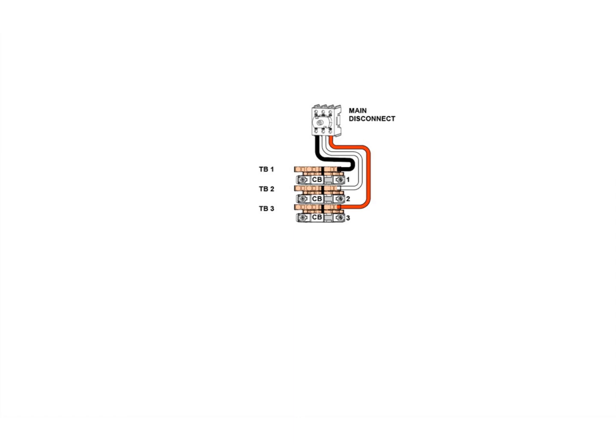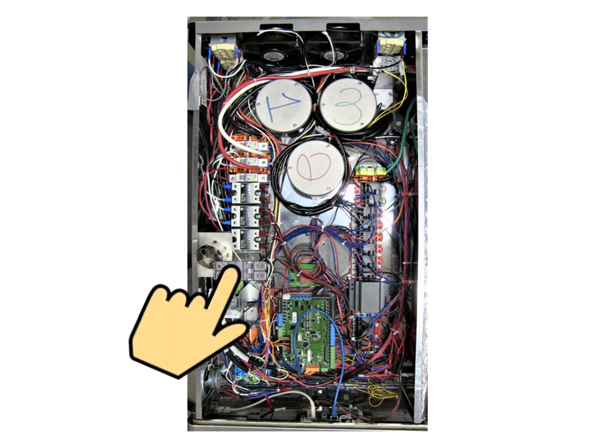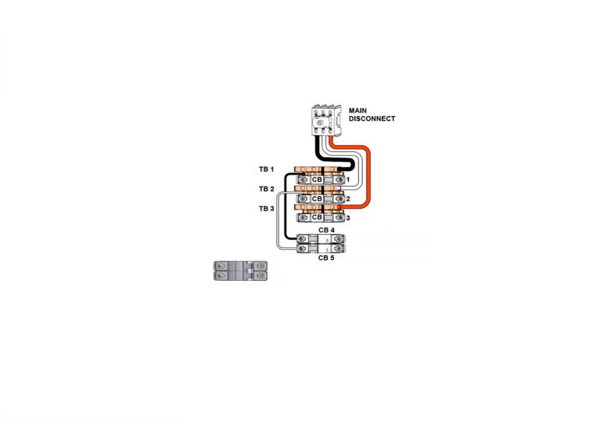make one block. Mounted on the DIN rail next to the terminal blocks are circuit breakers CB1, CB2, and CB3. These circuit breakers supply one leg of line power to the convection heating elements in the oven. Mounted forward of circuit breakers 1, 2, and 3 are circuit breakers 4 and 5. These circuit breakers supply electrical power to the control circuits and the DC power supply in the oven.